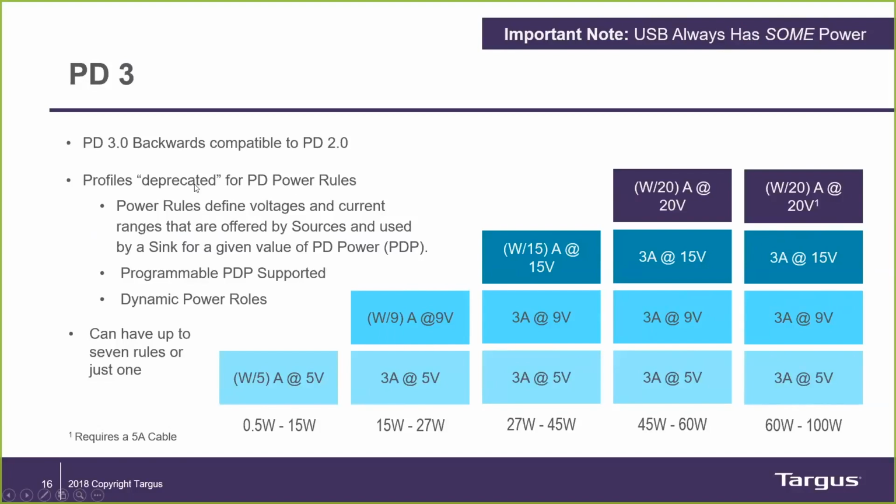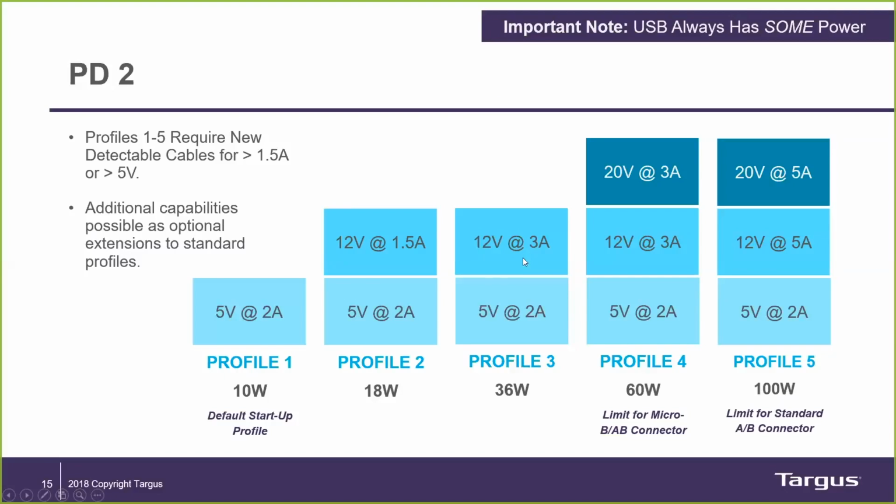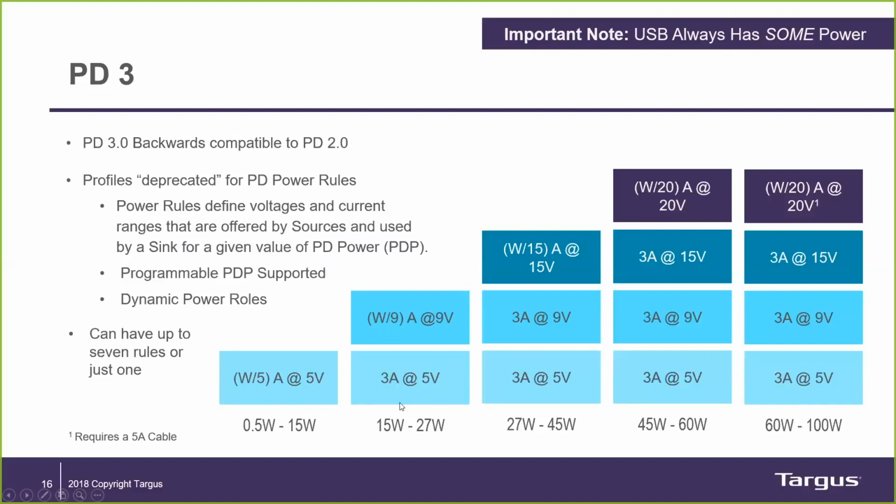And I use the word deprecated because it comes right out of the spec. So power rules define the voltage and current ranges that are offered in the different columns now, all right? And again, if you go all the way up to the full 100 watts, you're gonna need a 5 amp cable. That's what the little note 1 is here, all right? So we changed from those specific levels of voltage and current to ranges of power, because you can change the current throughout, all right? And you see, especially at the highest voltage in each one of these, you can change your current to be some subset of what's available totally, all right?